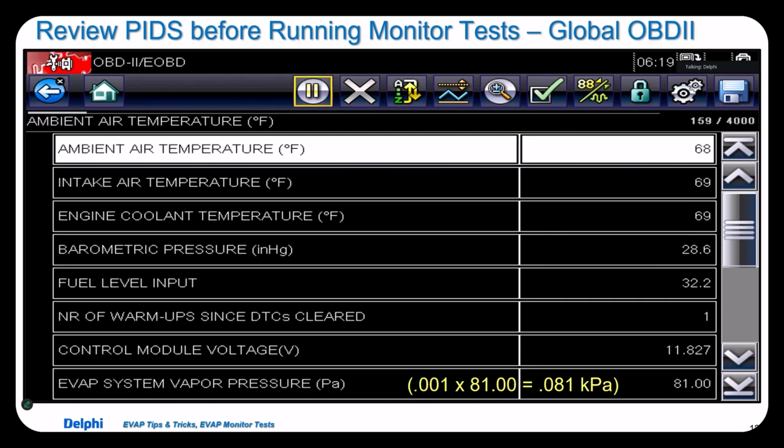near atmospheric pressure. So if you need any help with that, just pick up your phone, Google, hey, convert pascals to kilopascals, convert pascals to inches of water, and whatever unit value you're familiar with, you will get. The issue here is that each scan tool shows it a different way. I see PSI, I see pascals, I see kilopascals, I see millimeters of mercury, I see millibars.